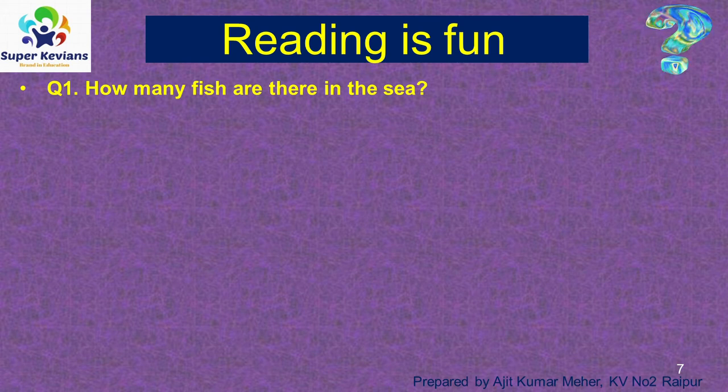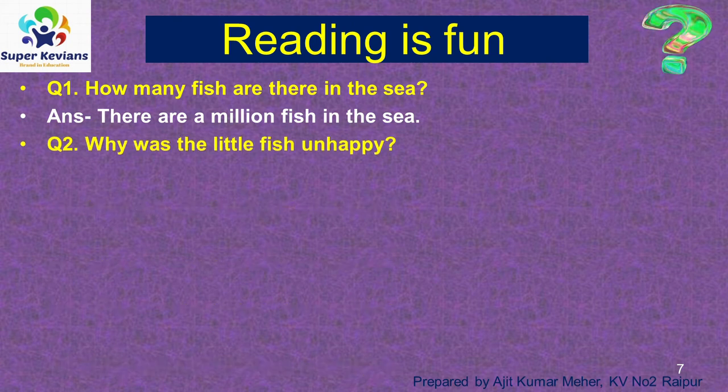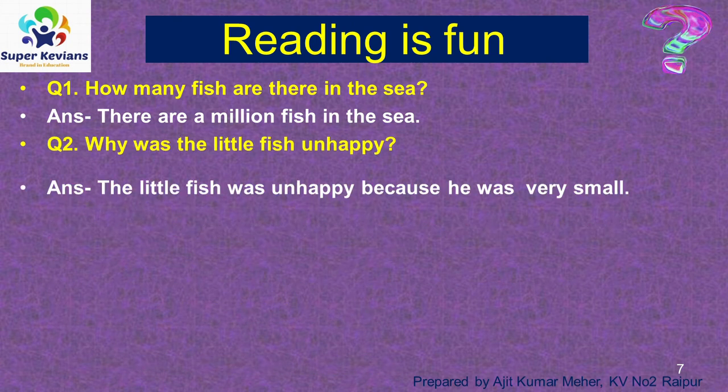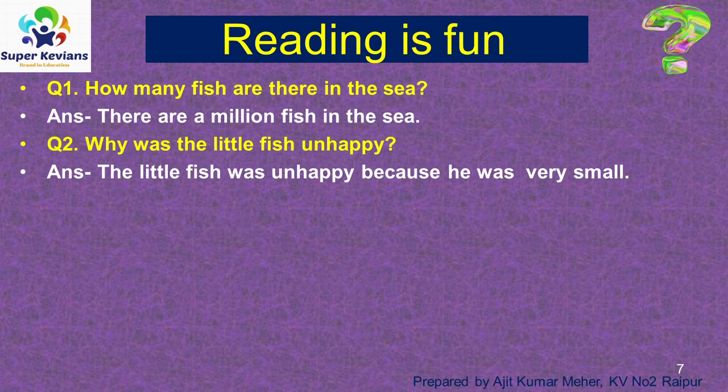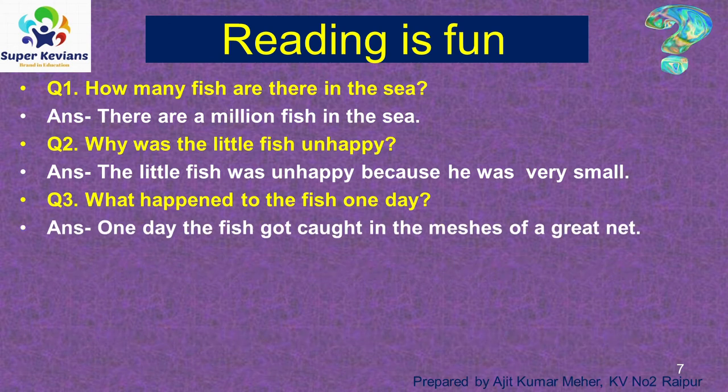How many fish are there in the sea? There are millions of fish in the sea. Why was the little fish unhappy? The little fish was unhappy because he was very small. What happened to the fish one day? One day the fish got caught in the meshes of a great net.